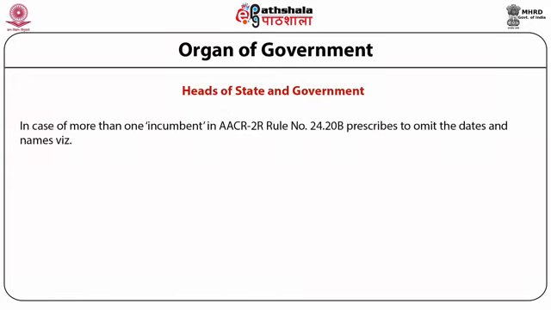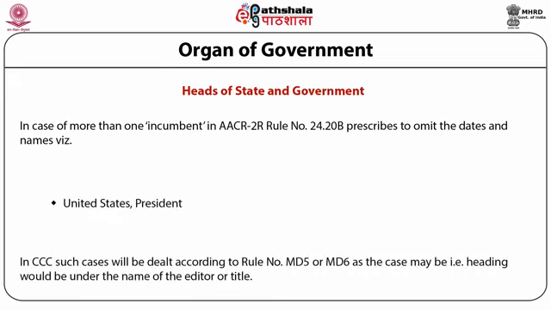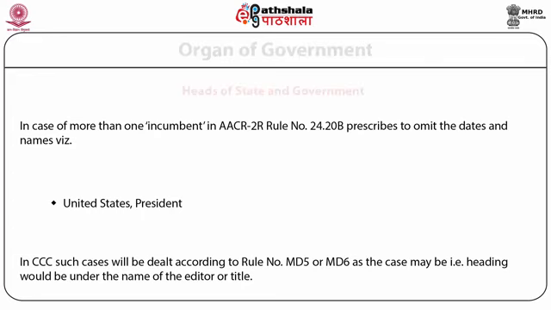In case of more than one incumbent in AACR2R, rule number 24.20B prescribes to omit the dates and names. For example, United States. President. In CCC, such cases will be dealt with according to rule number MD5 or MD6, as the case may be. That is, the heading would be under the name of the editor or title.